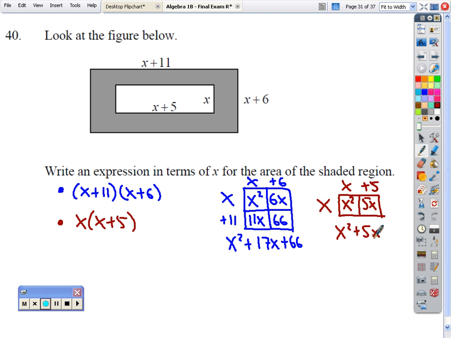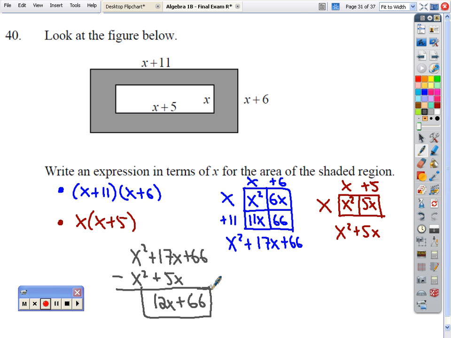Okay? So now I'm going to subtract the two. And to find the shaded region, I'm going to subtract. So I'm going to say x squared plus 17x plus 66 minus x squared plus 5x. 66 minus nothing is 66. 17x minus 5x gives me 12x. x squared minus x squared is 0. So 12x plus 66 is the correct answer. Okay? That is the expression for the area of the shaded region.